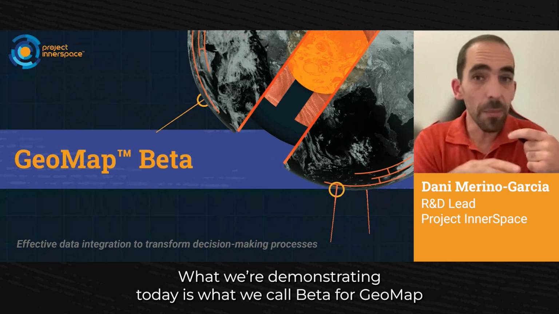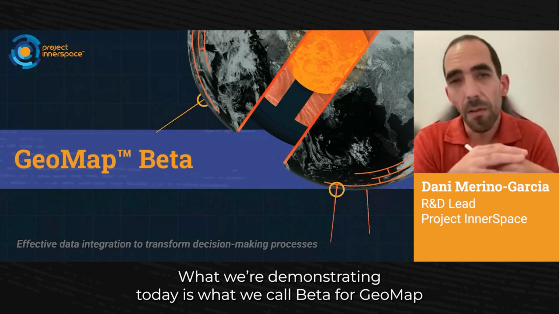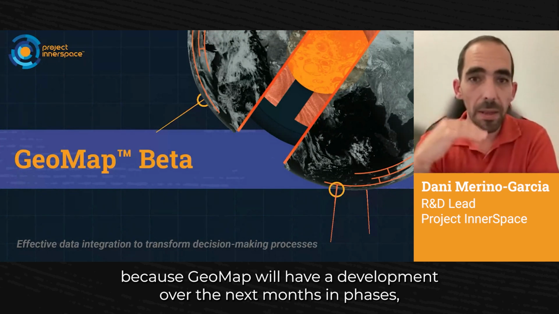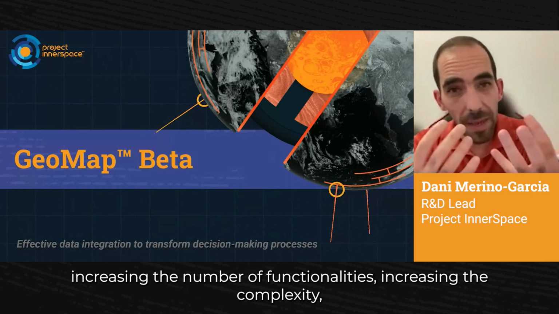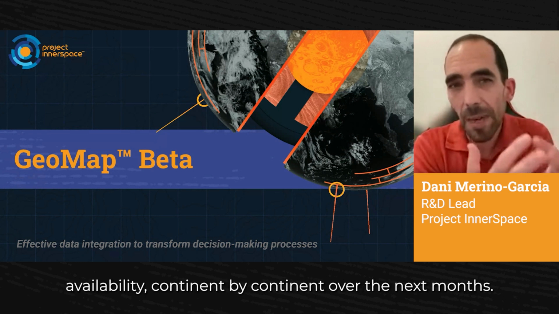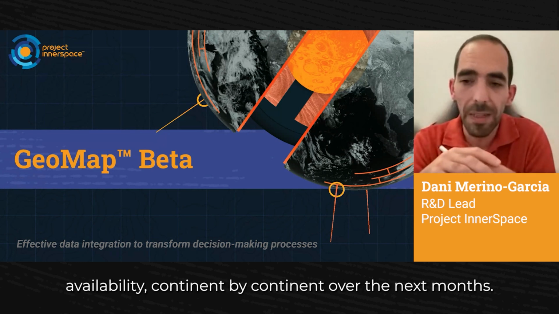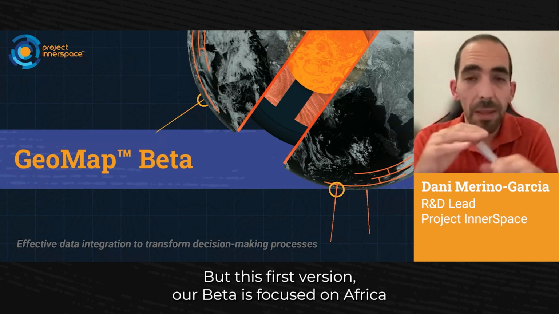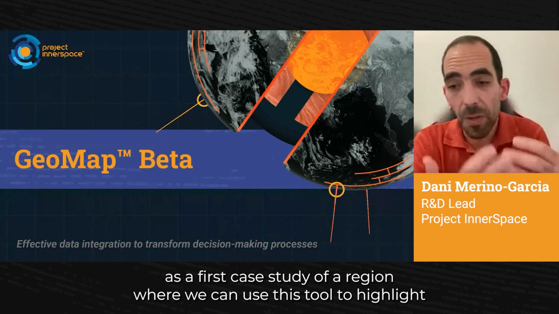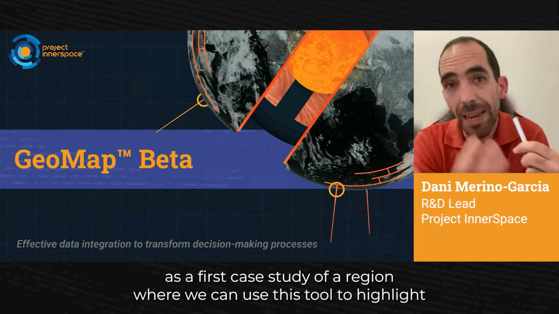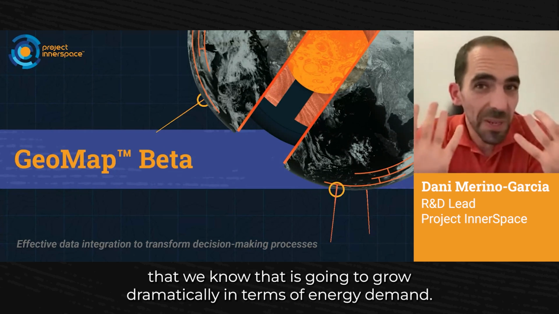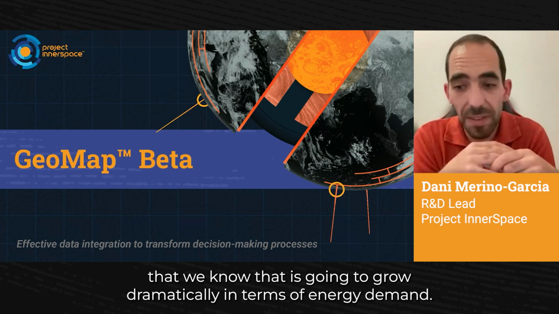What we're demonstrating today is what we call beta for GeoMap, because GeoMap will have a development over the next months in phases, increasing the number of functionalities, increasing the complexity, but also increasing the data availability continent by continent. But this first version, our beta, is focused on Africa as a first case study of a region where we can use this tool to highlight the potential of geothermal in a region of the world that we know is going to grow dramatically in terms of energy demand.